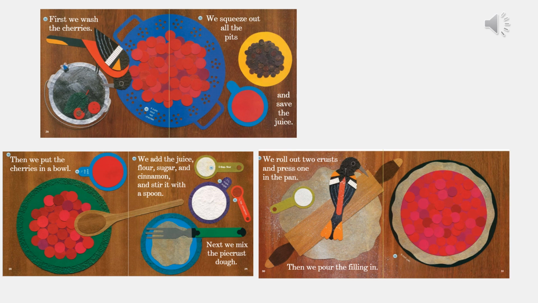Next, we mix the pie crust dough. All right, see, there's another word, next. They told us their next step, okay? And now over to the next page. We roll out 2 crusts and press one in the pan. Then we pour the filling in. There's that other word, then, okay? Those are all those transition words, those time words that tell us that each step is taking place, that one thing is happening after another, those sequence words, okay?